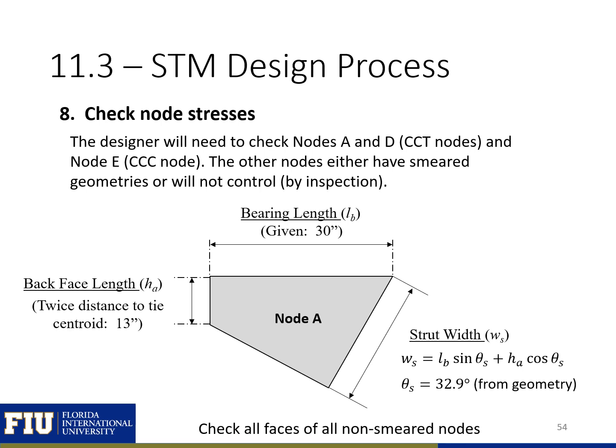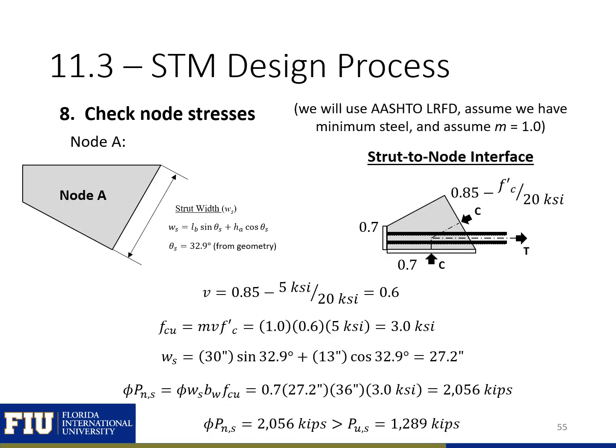The designer needs to check all the faces in our nodes with defined geometries. So in this case, we're going to check all the stresses in nodes A and D, which are CCT nodes, and node E, which is a CCC node. The other nodes either have smeared geometries or will not control by inspection, so we'll ignore those. So we'll need to check all the faces of our different nodes. We'll use AASHTO LRFD provisions, and we're going to assume that we have a confinement modification factor m just equal to 1. So we'll ignore the benefits of confinement for now.